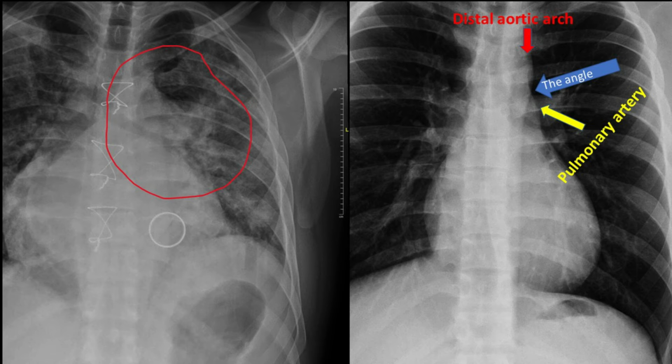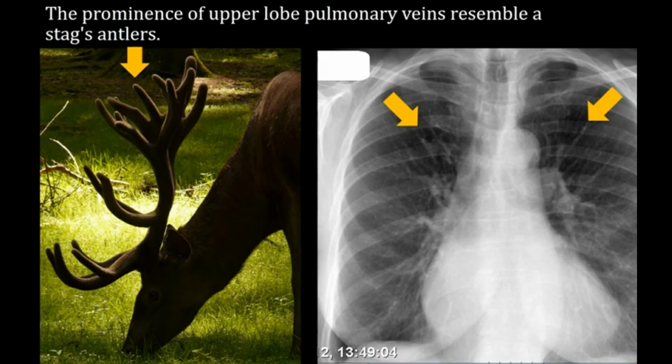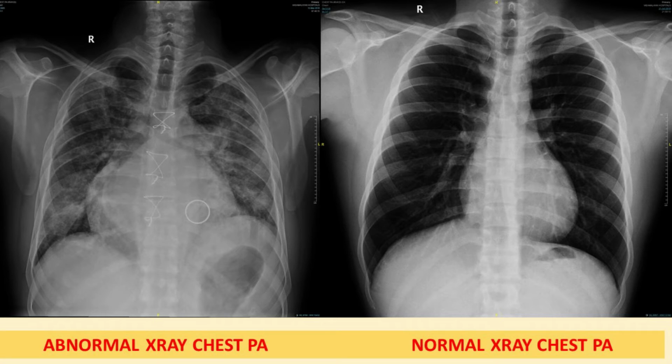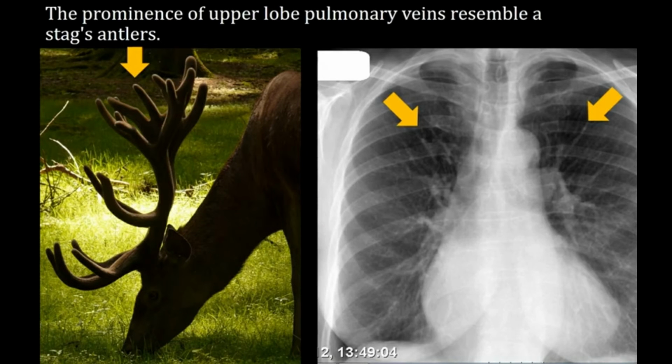Now we will discuss the lung findings in our case. First one is cephalization, which indicates dilatation of the superior pulmonary veins and its tributaries. In the normal X-ray chest, there is no cephalization, but in the abnormal X-ray chest, there is an engorged left pulmonary vein with dilatation of the tributaries, which is classical of cephalization. If it is the predominant finding, it is called Stag's antlers. In our case, it's not very predominant.